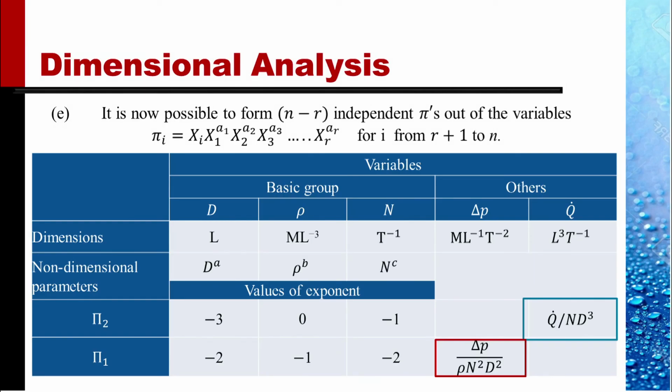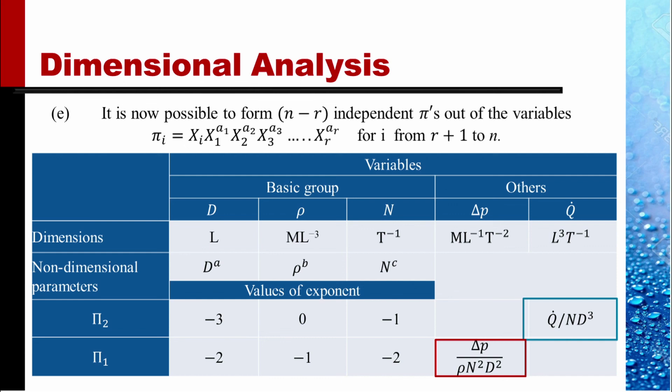We organize this in a table. We have chosen the basic group d, rho, and n. The other parameters are delta P, which is dependent, and Q dot, which is independent. We write the dimensions of this basic group. L is the dimension of d. M L to the minus 3 is the dimension of density. T to the minus 1 is the dimension of the RPM. Similarly for delta P and Q dot.